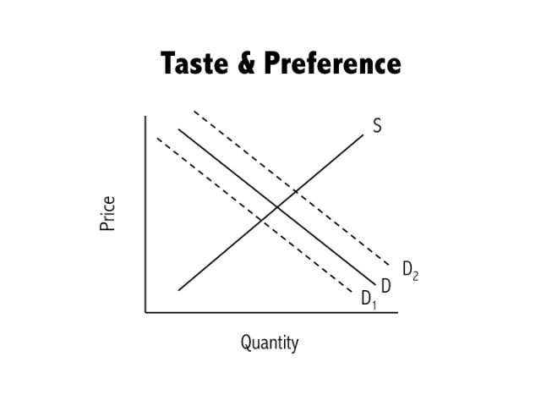Oftentimes, customers choose products that they like over ones that they don't. If customers like something, they will want to buy it. This will result in a higher demand for the product. This increase in demand will shift the demand curve to the right. If customers do not like something, they will not buy it. This will lead to a decrease in demand and push the demand curve to the left.